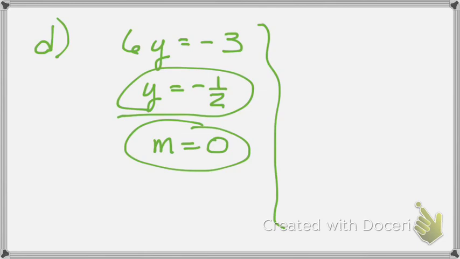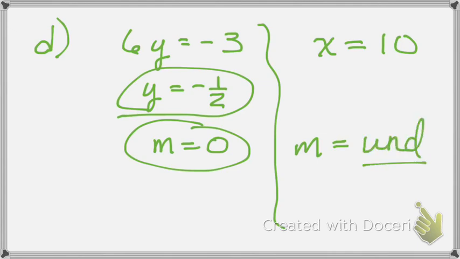Okay, so what if it was like this? x equals 10. What's the slope? The slope is 0? Nope. Undefined. Because it's a vertical line. That's the equation for the vertical line. This tells me where it crosses the x-axis. Its slope is undefined. Vertical is undefined. Horizontal is 0. Okay? Everybody good with that? Okay. Example 2.